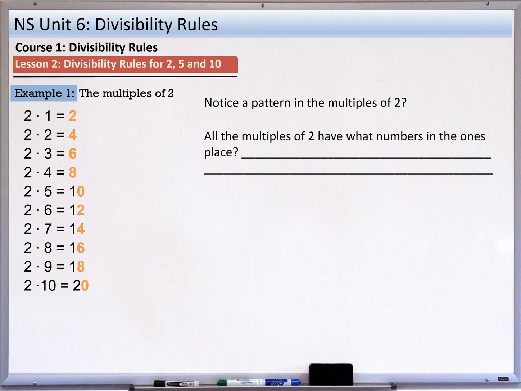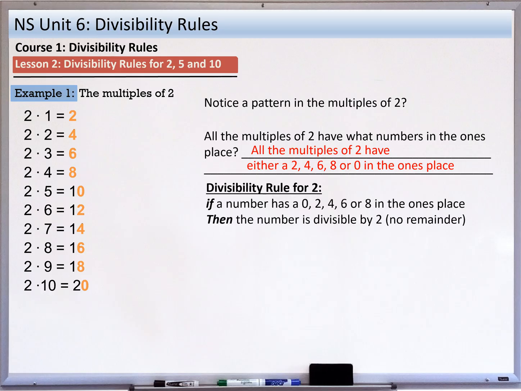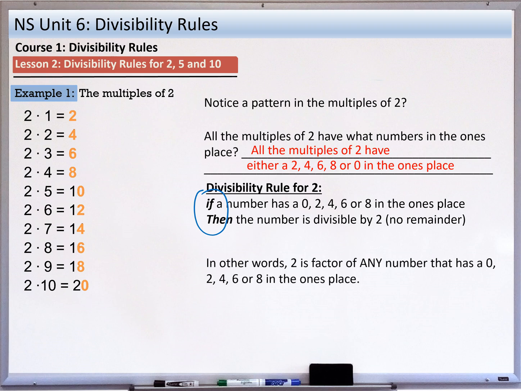Answer this question for me. All the multiples of 2 have what number or numbers in the ones place? All the multiples of 2 have either a 2, 4, 6, 8, or 0 in the ones place. So our divisibility rule for 2: if a number has a 0, 2, 4, 6, or 8 in the ones place, then the number is divisible by 2. That means I can divide by 2 and have no remainder. In other words, 2 is a factor of any number that has a 0, 2, 4, 6, or 8 in the ones place.